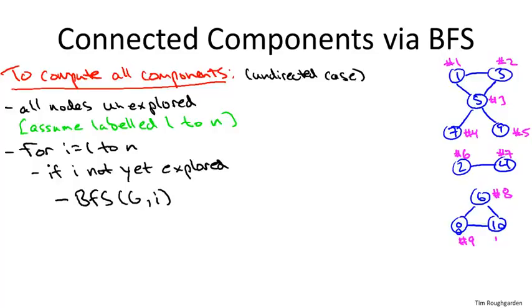So for example, maybe we first explore node number 8. That's one of the first layer in this component. And then node number 10 is the other node of the first layer in this component. So in general, what's going on?